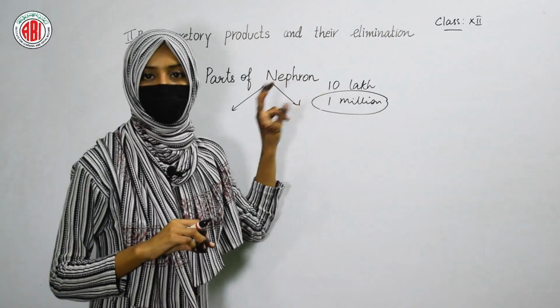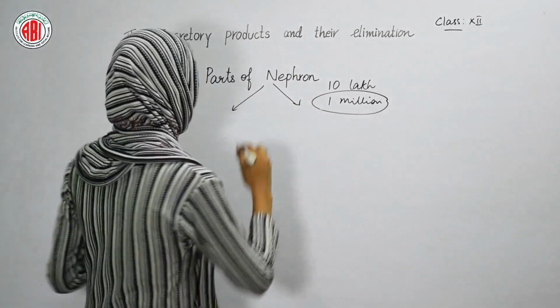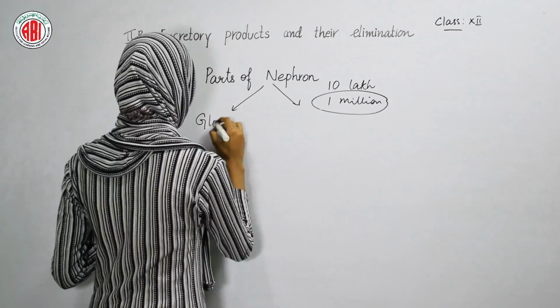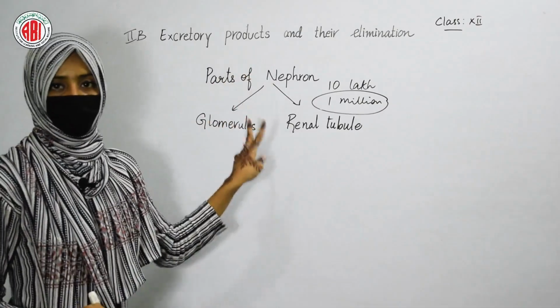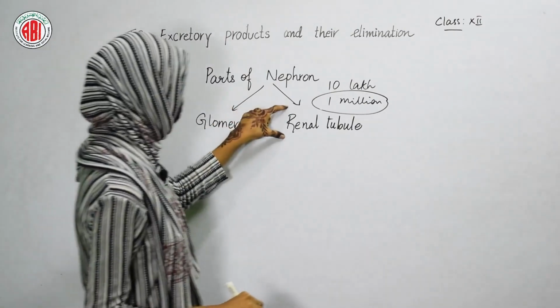This nephron shows two main parts. One is the glomerulus and the other one is the renal tubule.